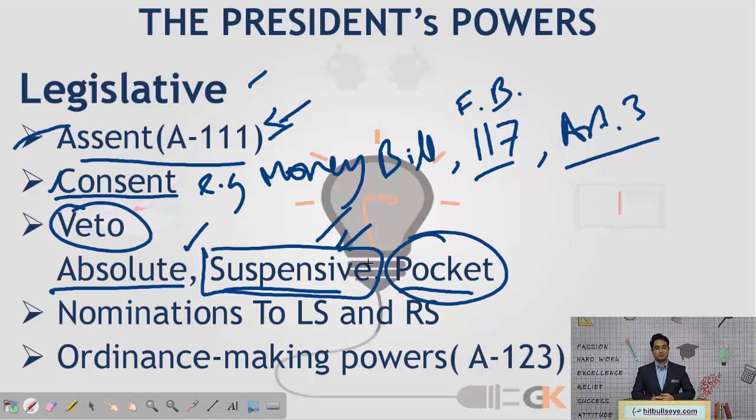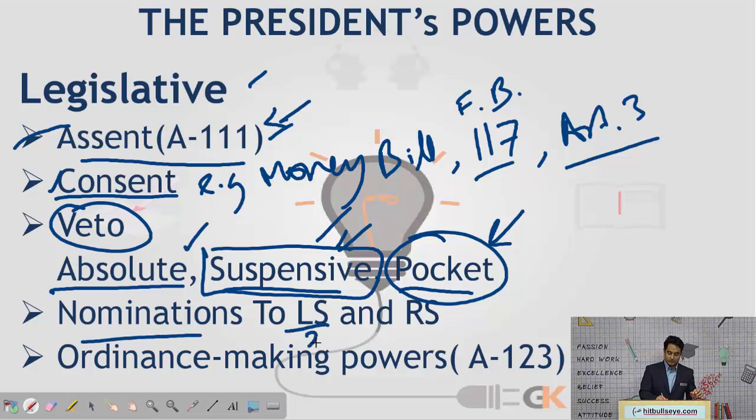Pocket veto is when the president does nothing. Like if there is a certain bill, it is given to him, he does not reject it, he does not sign it, he takes no action. This is because there is no time limit specified by the constitution within which the president has to take his or her decision. Besides that, there are nominations.